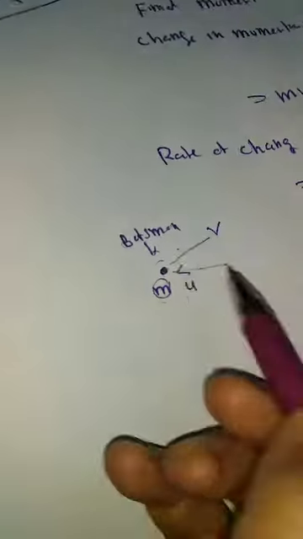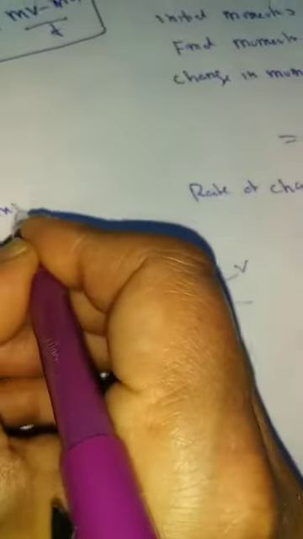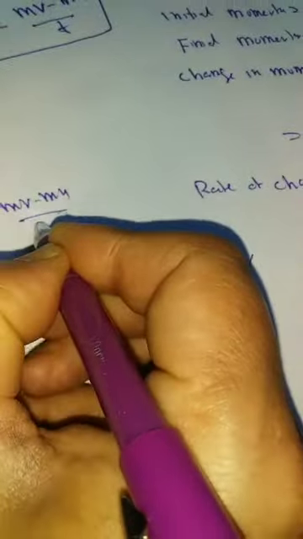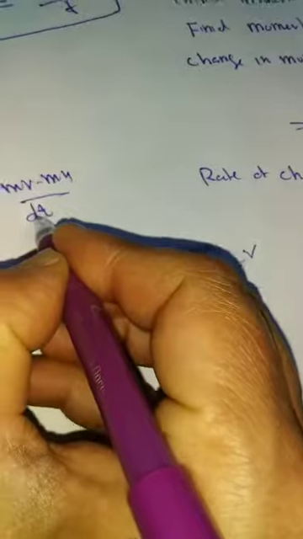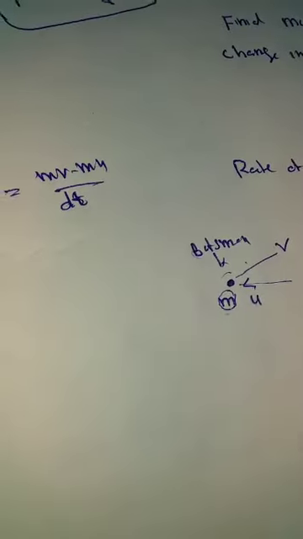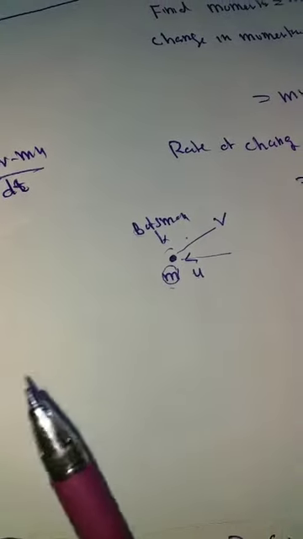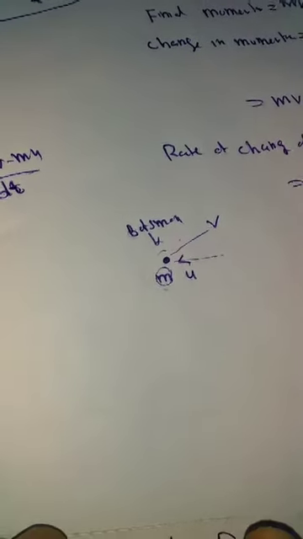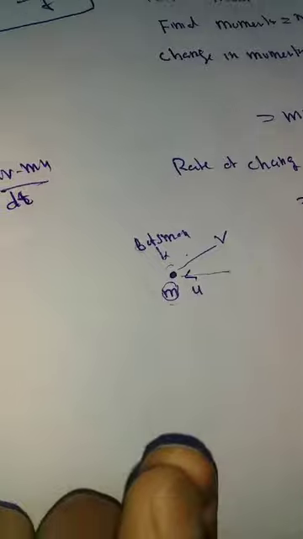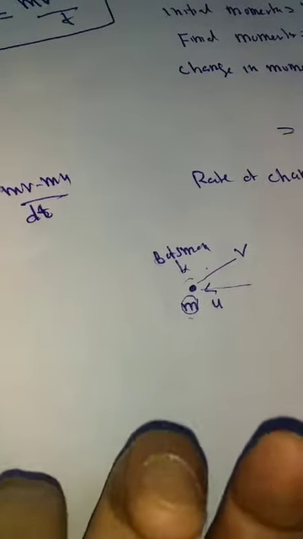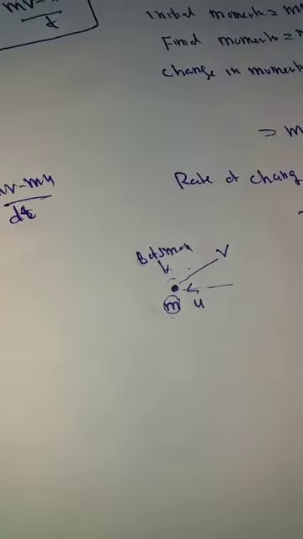That means there is again a change in momentum, mv minus mu divided by t. But here the time interval is very short, so we write it as dt, because the change in velocity takes place in a very small interval of time. It is practically impossible to calculate such short intervals of time.